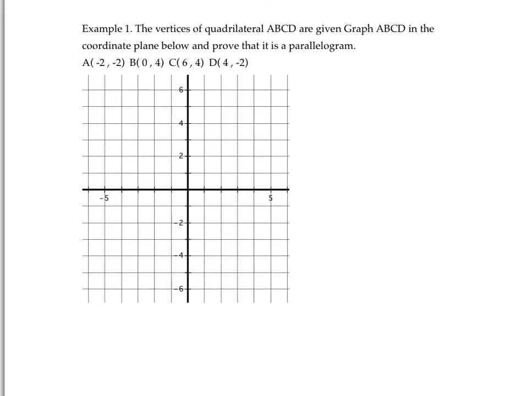So let's take a look at our first example. In number 1, it says the vertices of quadrilateral ABCD are given. Graph ABCD in the coordinate plane below and prove that it's a parallelogram. So point A is at -2, -2. So go to the origin, left 2 and down 2. I'm going to put point A right there. Point B is at 0, 4. So it's right up here. Point C is at 6, 4. And point D is at 4, -2.